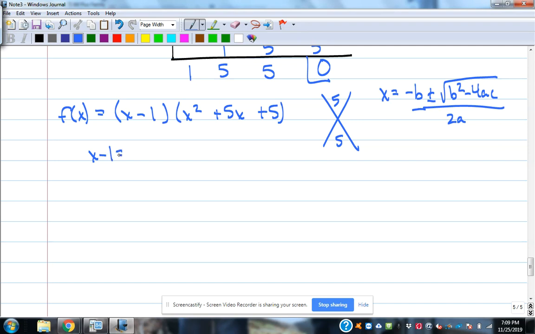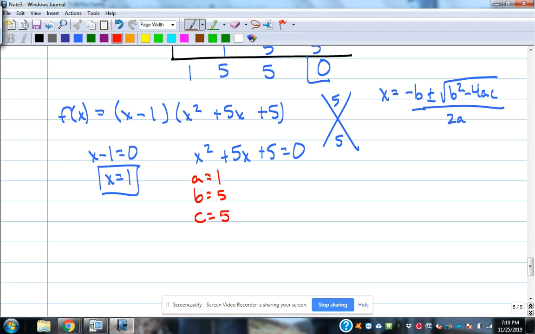We set x minus 1 equals 0, get x equals 1. That's one of our zeros. When we set x squared plus 5x plus 5 equal to 0, that's where our quadratic formula comes in. And we've got to have a, b, and c to do that. So that's 1, 5, and 5. Remember, doing the quadratic formula, we did the discriminant part first because it made things a lot easier. So I got 5 squared minus 4 times a times c. So it's going to be 25 minus 20, which is 5.